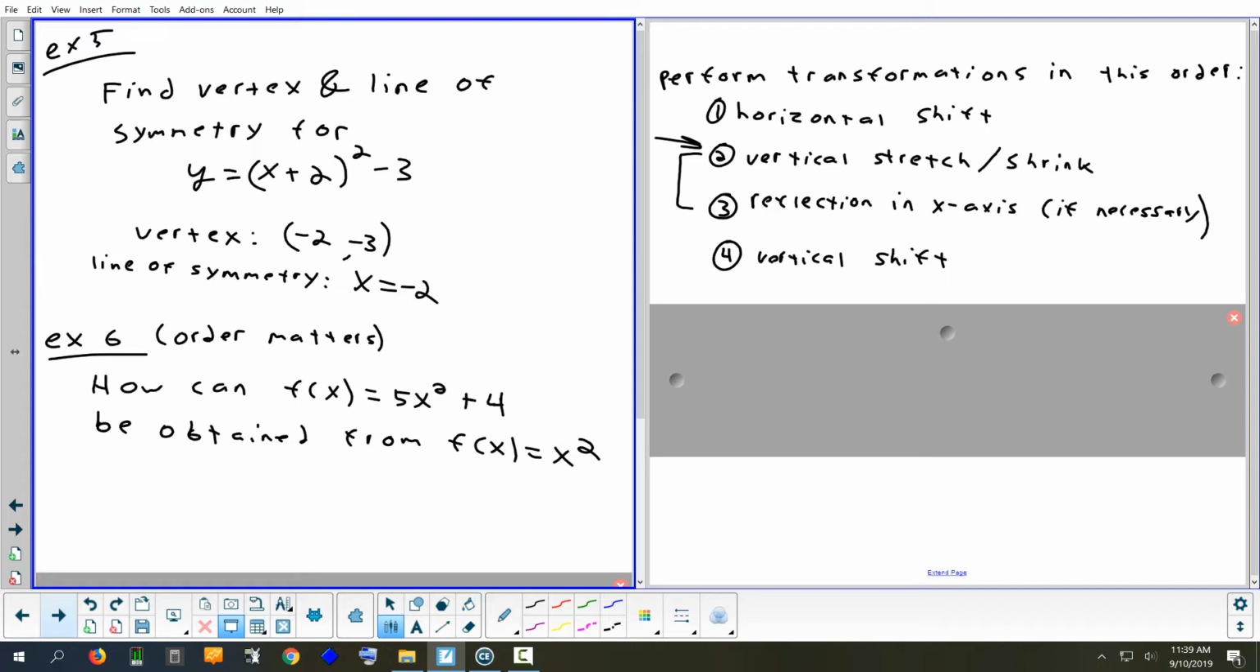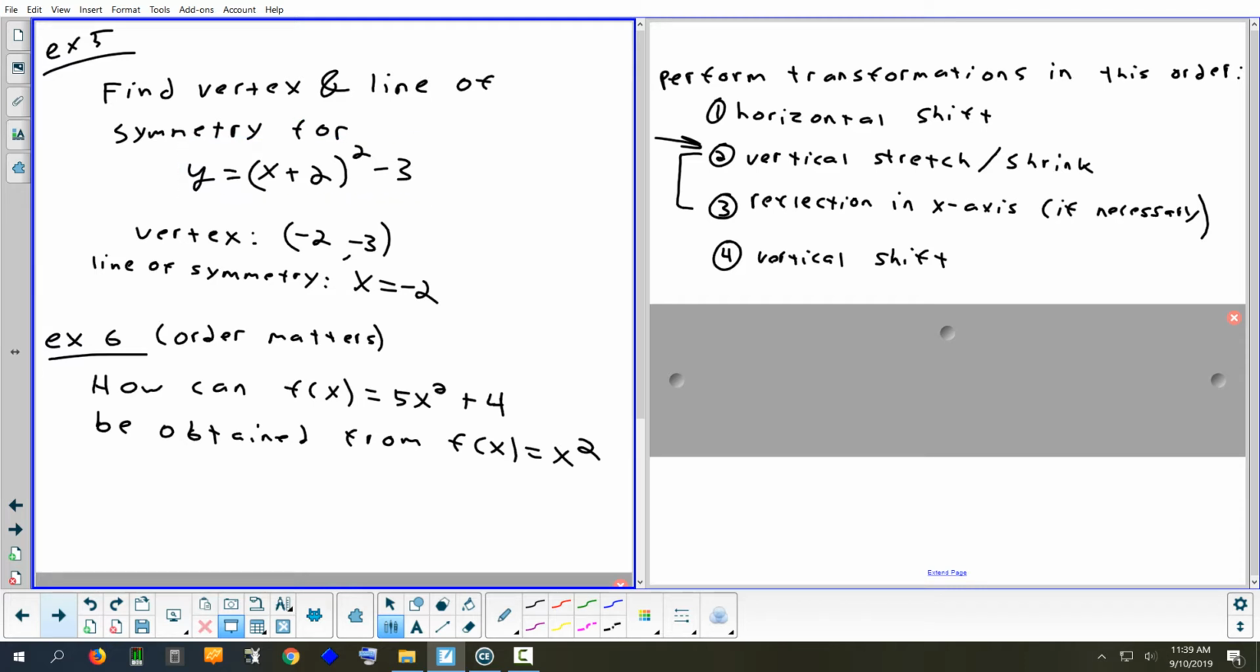Horizontal shift always comes first. Then vertical stretching or shrinking. So it's like you start inside the parentheses with your shift, and then you see if there's a number outside for your vertical stretch.